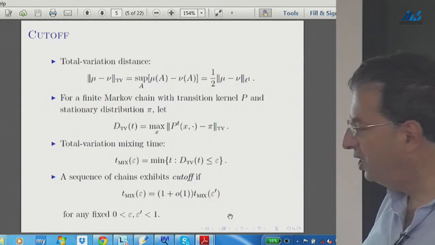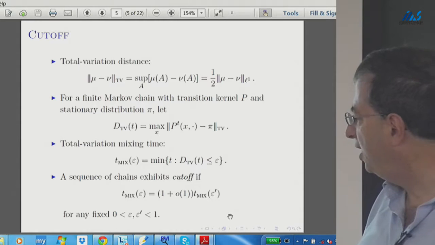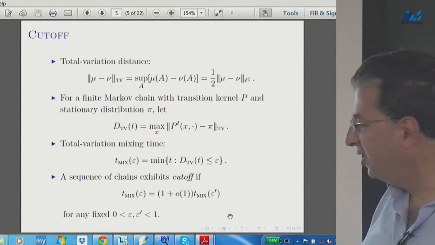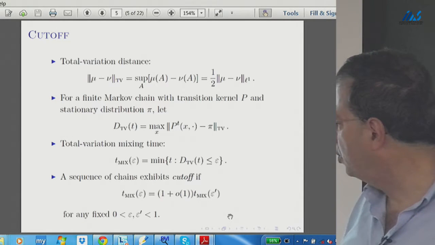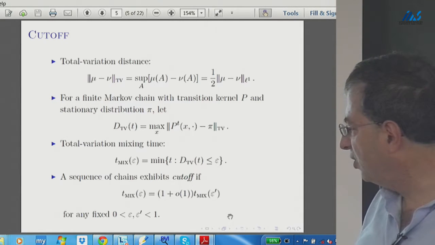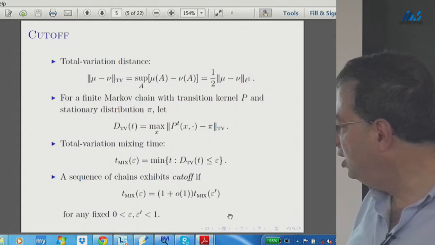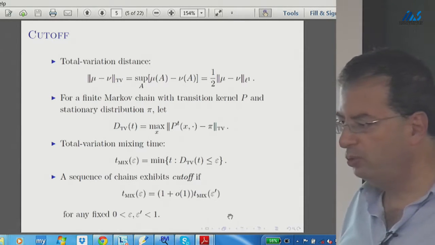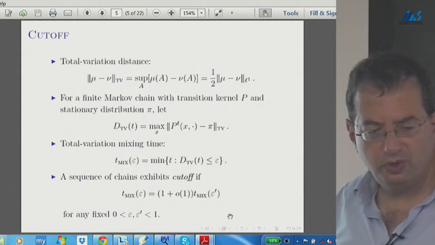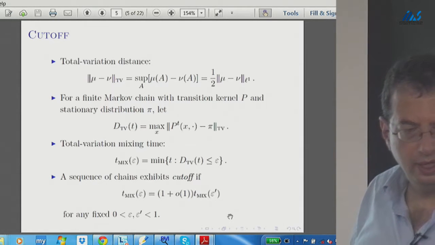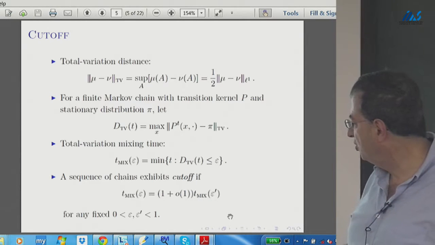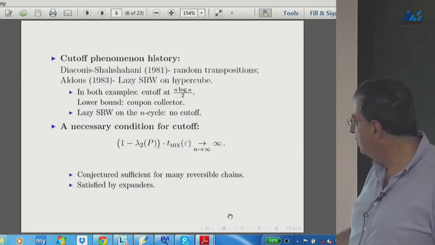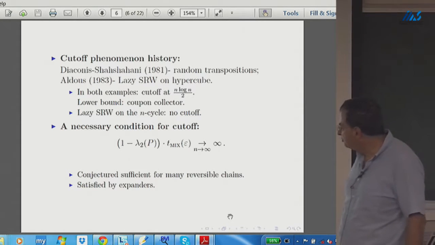So when I write T mix of epsilon, I'm thinking of a sequence of chains. T mix of epsilon depends also on which chain we are looking at in the sequence. And we say that there is cutoff if T mix of epsilon hardly depends on epsilon. So if we look at the ratio of T mix of epsilon and T mix of epsilon prime, and we go along the sequence of chains, then the ratio tends to 1. This happens in some chains and not in others. I'll give you some examples in the next slide.